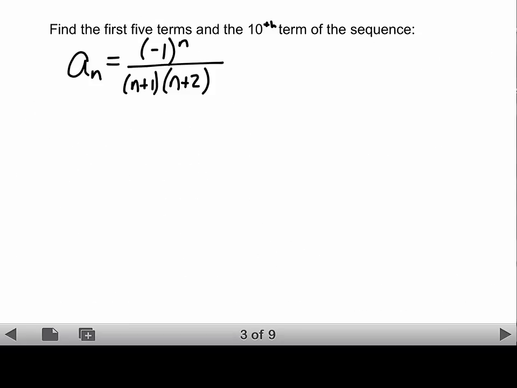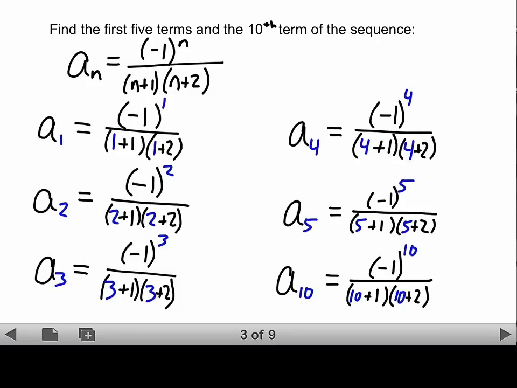Now let's find the first 5 terms and the 10th term of this next sequence, which is a sub n is equal to negative 1 to the n over n plus 1 times n plus 2. Why don't you pause this and try it on your own? When we write down that a sub n is equal to something, that n is called a subscript. And so what we could say is that the subscript becomes the input value for these terms. And as you can see, for a sub 1, everywhere I saw an n, I've replaced it with the number 1. Likewise, 2, 3, 4, etc.